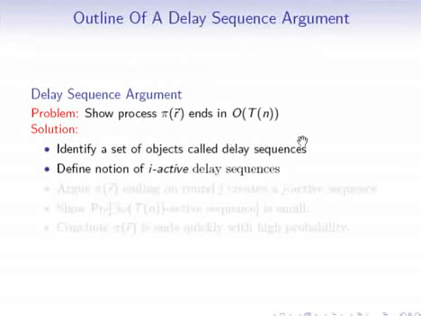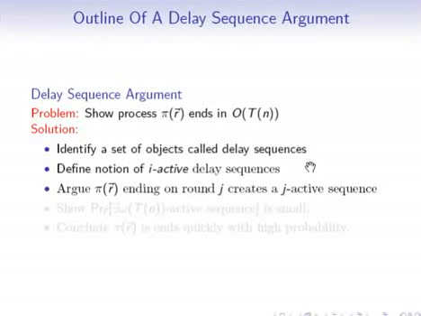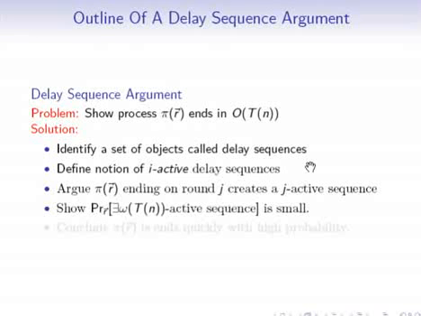So this completes the second part of the delay sequence argument, where we have to define the notion of an I-active delay sequence. The next part is that we have to argue that a process ending in round J creates a J-active sequence. But we already argued this in my intuition slide where we came up with our notion of delay sequence. So for our argument, this part is easy. The really difficult mathematical part is to show that the probability there exists an omega t of n active delay sequence is small.